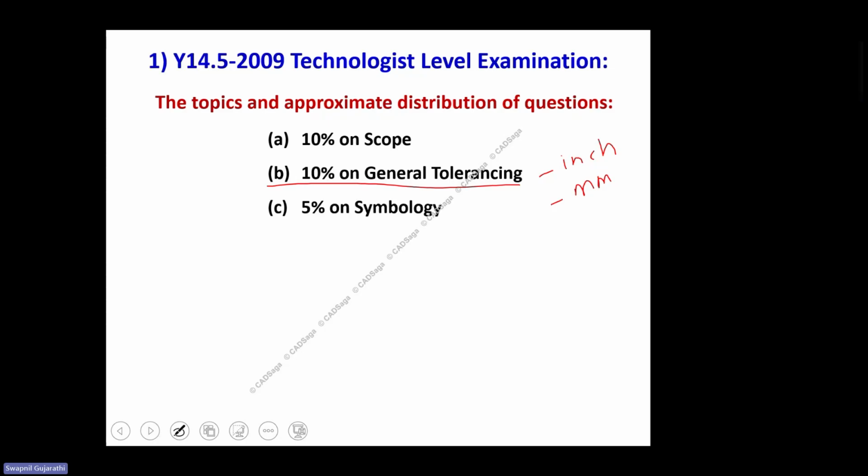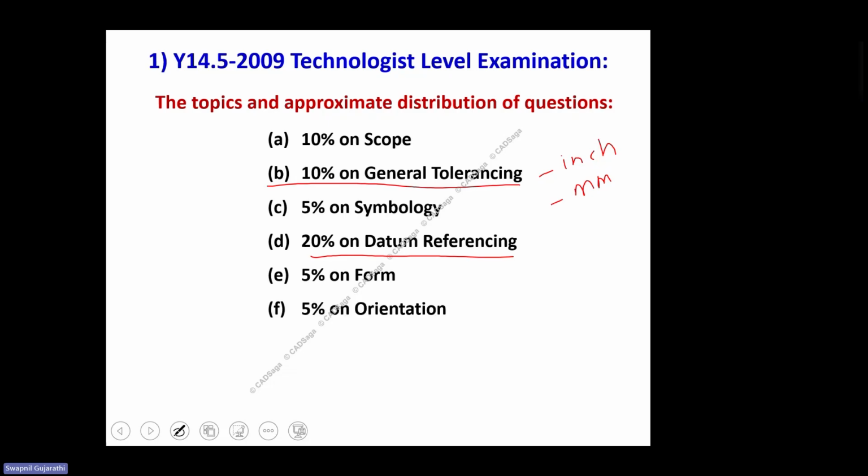Now, 5% on symbology. Okay, what do you call this symbol? What do you call that symbol? This is projected tolerance zone. This is maximum metal condition, like this symbology. 20% on datum referencing. Then 5% questions will be on the form category: cylindricity, circularity, flatness, and straightness. Four symbols together, only 5%. Even perpendicularity, angularity, and parallelism, 5% on orientation. Three symbols account for only 5% of the marks or questions.